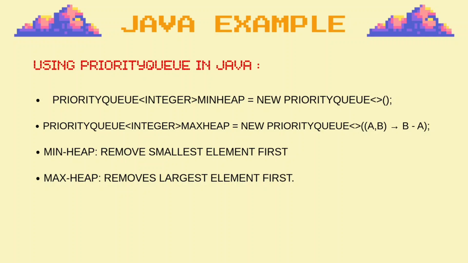Java example. Max heap. To create a max heap in Java, we use a custom comparator. Here, I added the same numbers, but now the largest elements come out first. So max heaps are perfect when you always want the biggest value quickly.